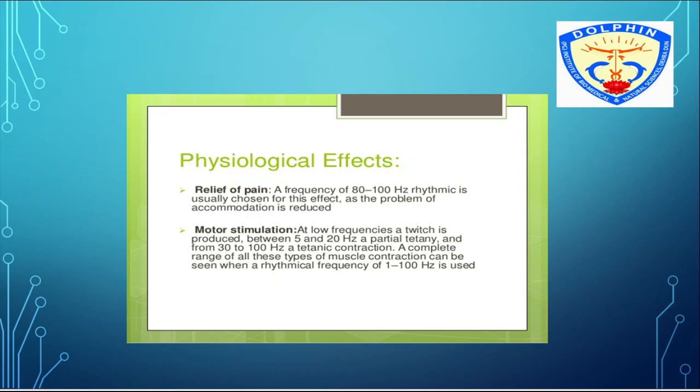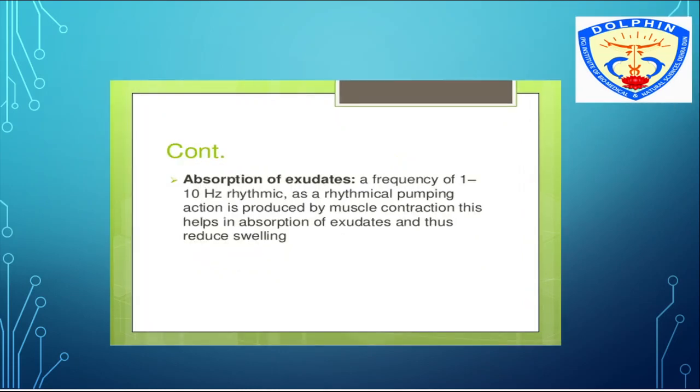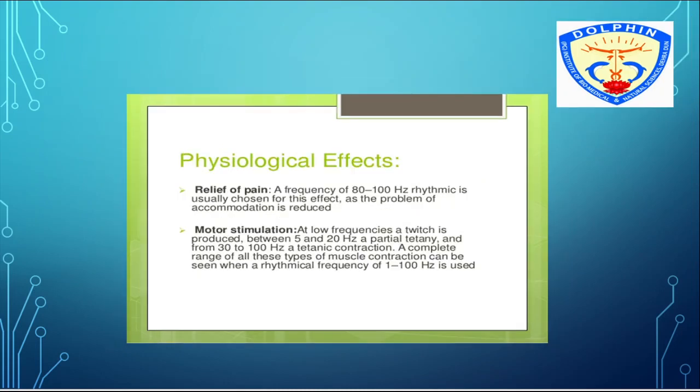A complete range of all these types of muscle contraction can be seen when the rhythmic frequency of 1 to 100 Hz is used. There is a stimulation of the muscles during rapid stimulation of the motor nerve with a large comfortable interferential current, resulting in asynchronized repolarization of the individual motor units. This mimics the pattern of muscle contraction during normal voluntary contractions.